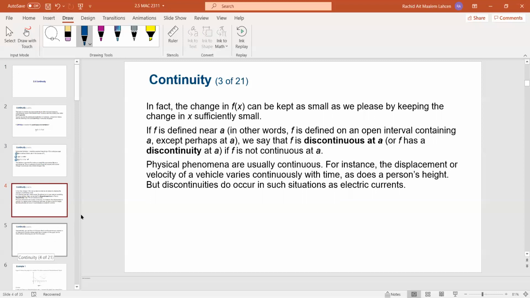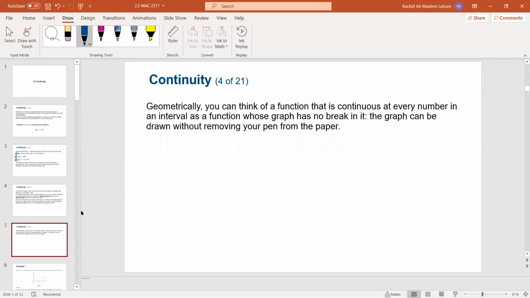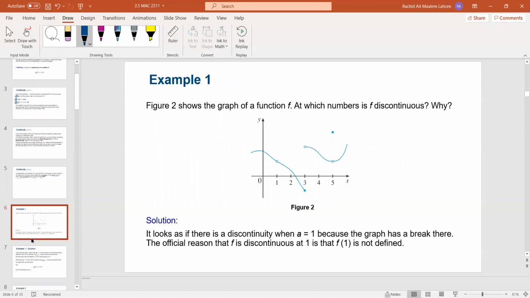There's some more information that I mentioned, and geometrically, a function is continuous at every number over an interval if its graph has no break, and if the graph can be drawn without removing your pen from the paper. So let's look at this example.